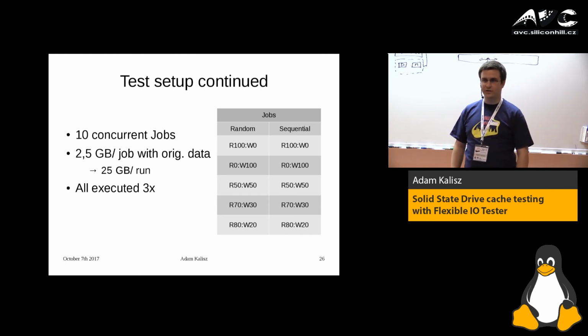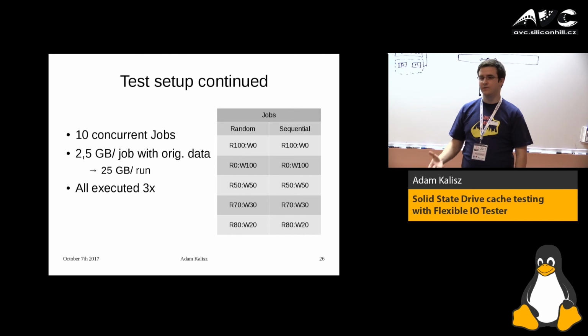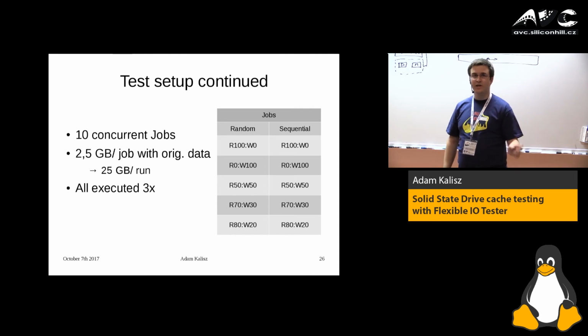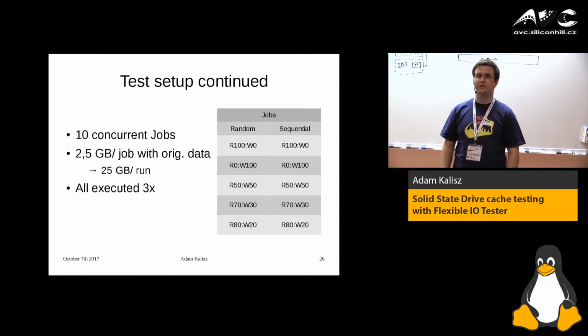I used 10 concurrent jobs, so this was kind of a worst case scenario because I mixed all the workloads that could possibly happen and did it all at once. So the cache had to cope with that in some way, and if you measure the worst case, it can only be better. So that's also some information. I used small caches and small amounts of data, so I could run the tests quickly. I repeated all the tests 3 times.